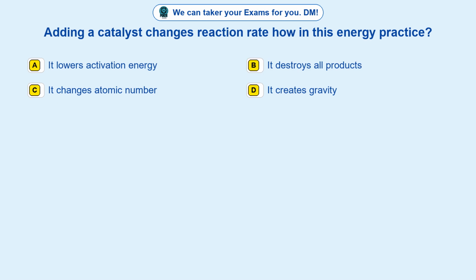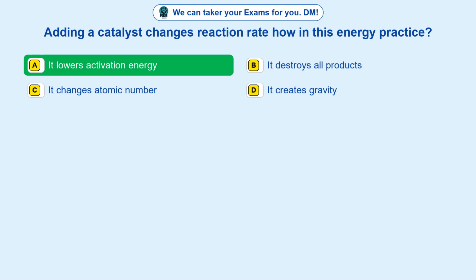Question 37. Adding a catalyst changes reaction rate how in this energy practice? Option A. It lowers activation energy. Option B. It destroys all products. Option C. It changes atomic number. Option D. It creates gravity. The correct answer is option A.